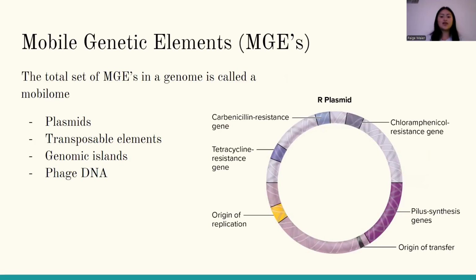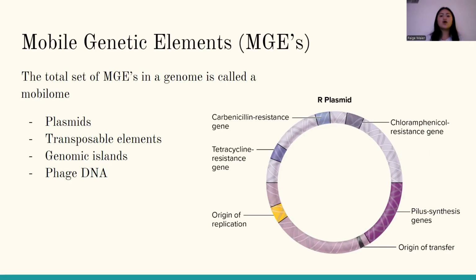Mobile genetic elements, or MGEs, can move from one DNA molecule to another. The total set of MGEs in a genome is called the mobilome. Examples of MGEs are plasmids, transposable elements, genomic islands, and phage DNA. Plasmids are common and have circular double-stranded DNA. Our plasmids encode resistance to antibiotics.